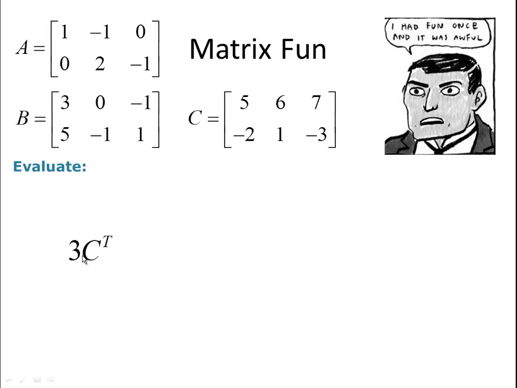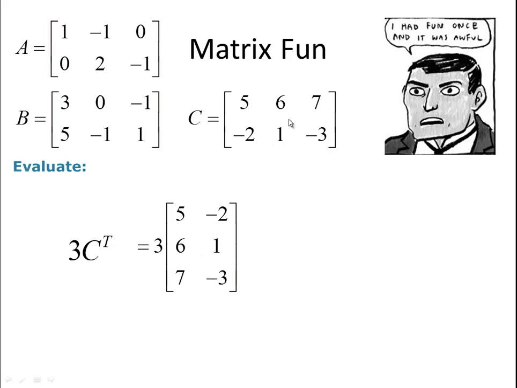Now we've got 3 times C transpose. So basically I treat it like my order of operations, powers before multiplication, even though technically I know it's not really a power, but it's kind of like that. And so basically I'm ready to do that first. So I'm going to take the transposition of the C matrix, and that's what I have here. And then we're going to multiply that result by 3.